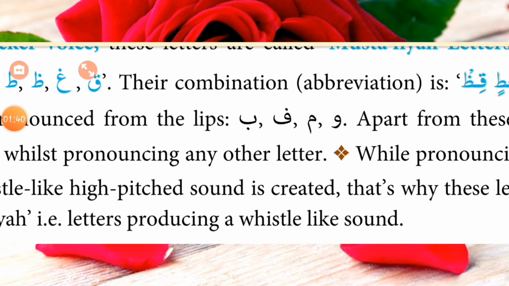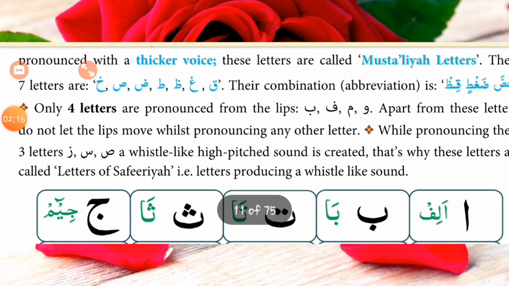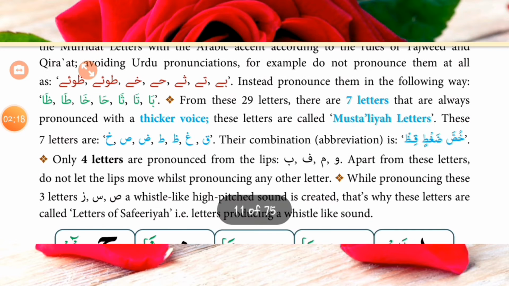These letters are Waw, Mim, Fa, Ba. There are 3 letters which, when we pronounce them, produce a whistle-like high-pitched sound, and these letters are Sad, Zay, Sin. The whistle-like high-pitched sound means, got it? So I hope you understand these rules.